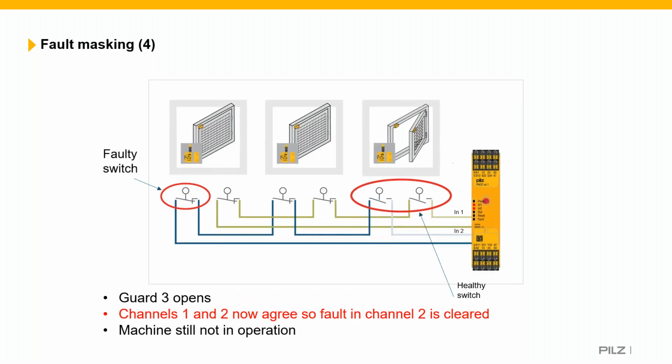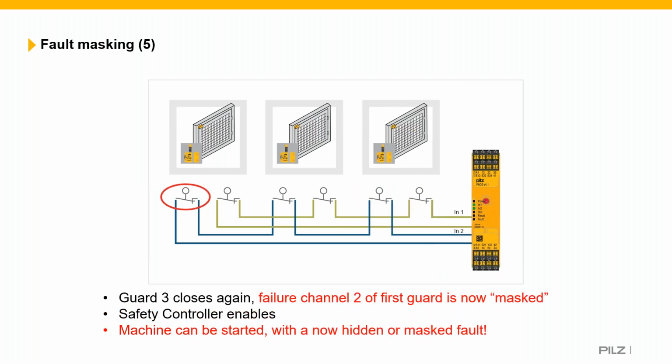However, if you can open guard 3, for example, in this case, and both channels operate, so they've changed state, you in essence, when closing the guard, will reset the safety relay, enable the machine to be reset, but you have in essence masked the fault on the faulty contact on the second channel of guard number 1.